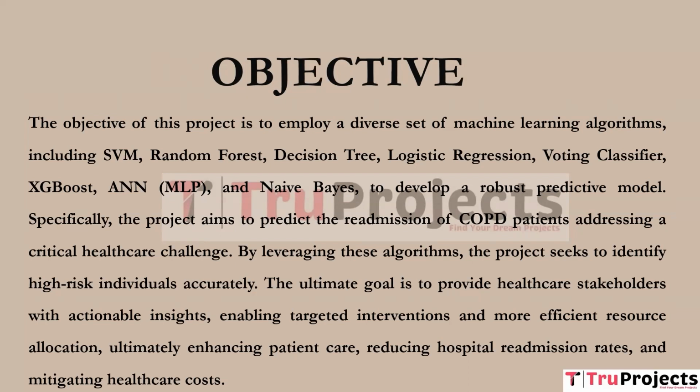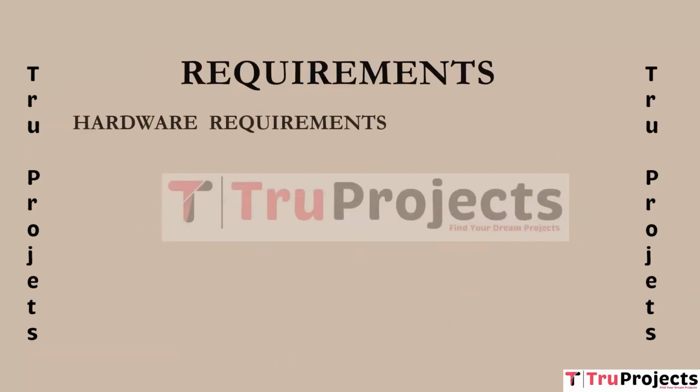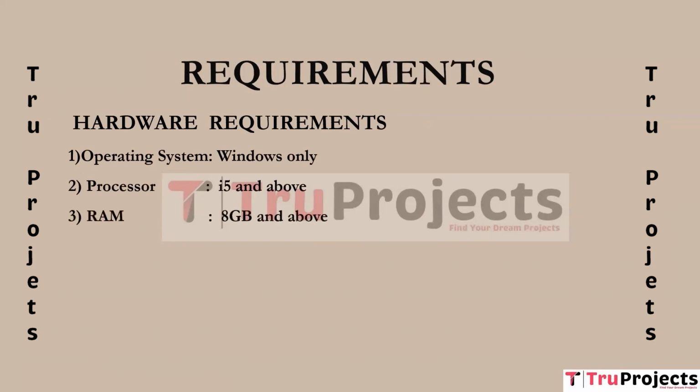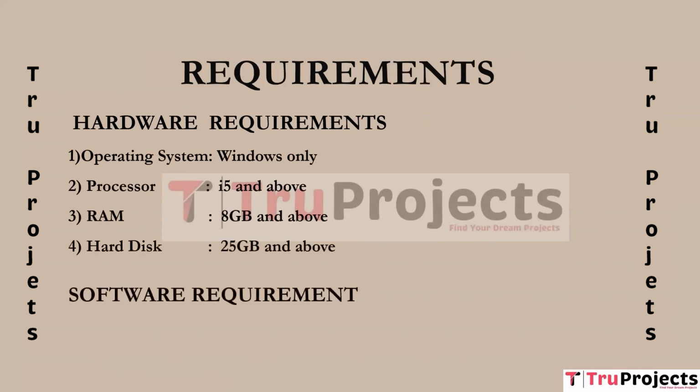to healthcare ecosystems. Coming to requirements, we need hardware requirements. In that, operating system of Windows, processor of i5 and above, RAM of 8 GB and above, hard disk of 25 GB and above. Coming to software requirements, we need Anaconda 3 and Visual Studio Community version.